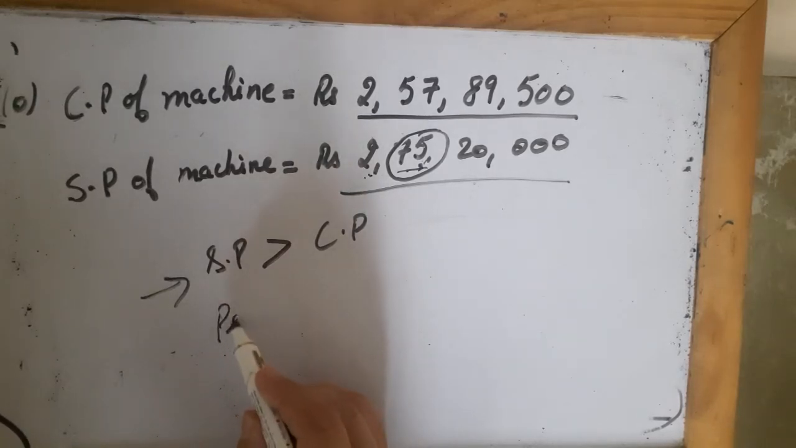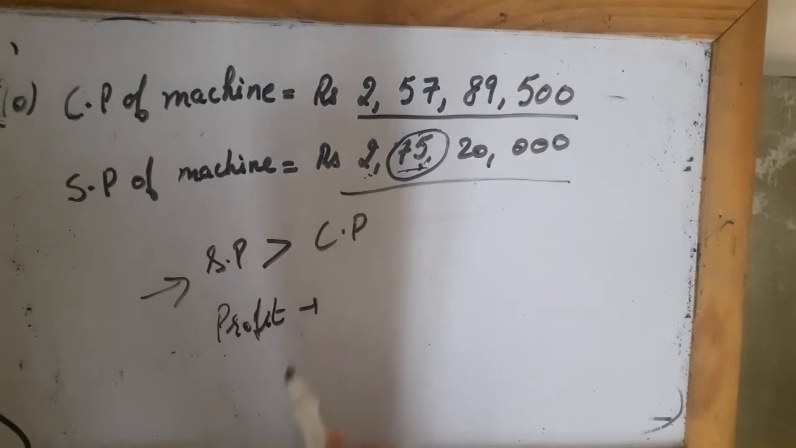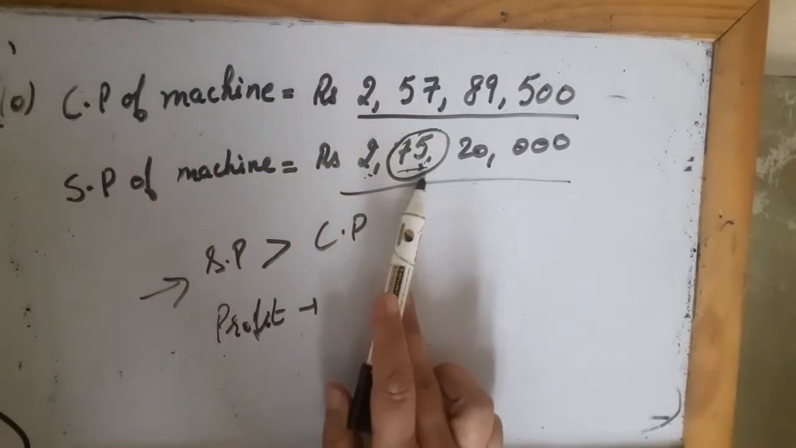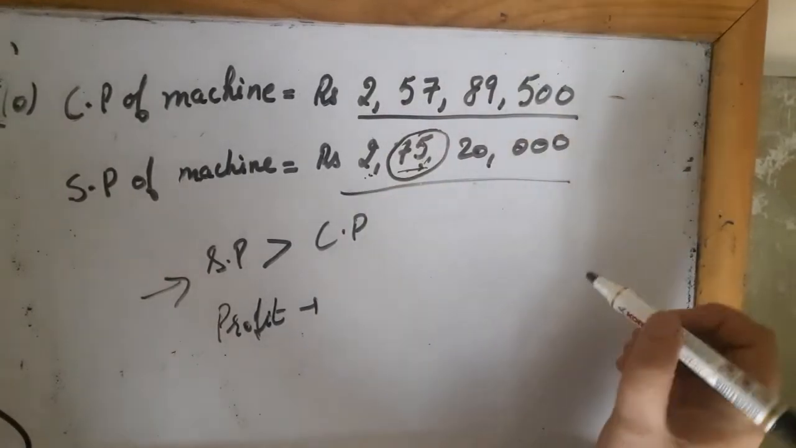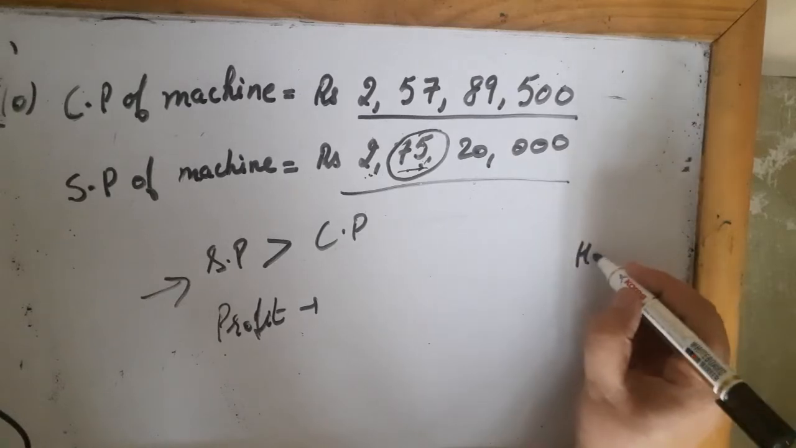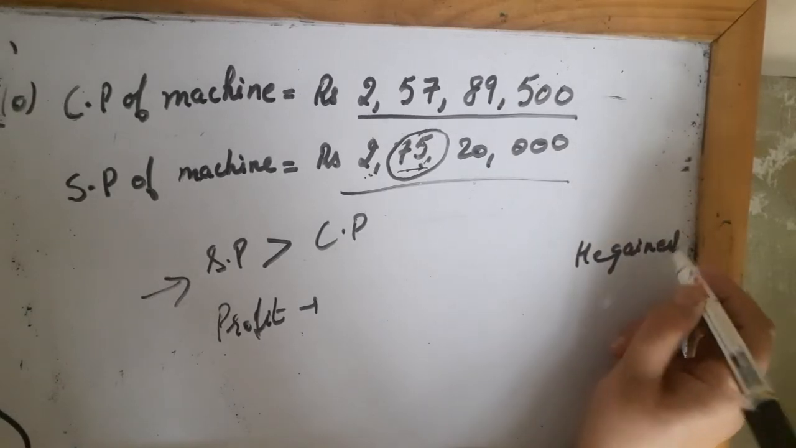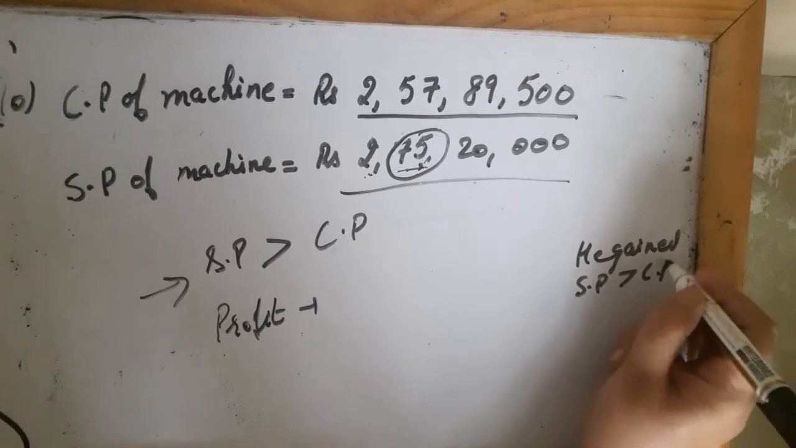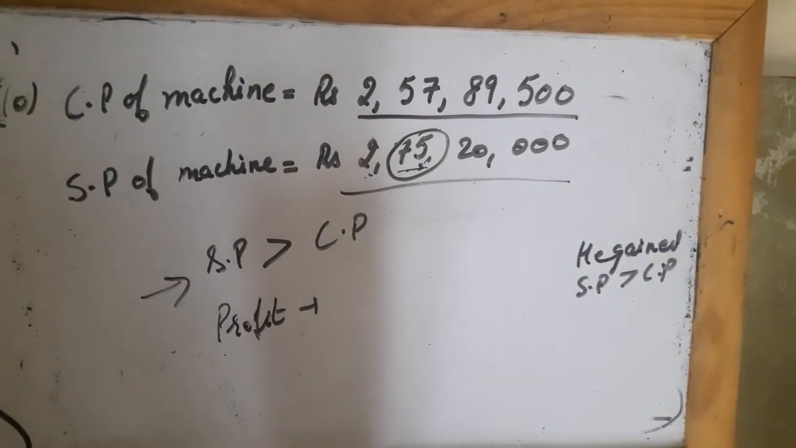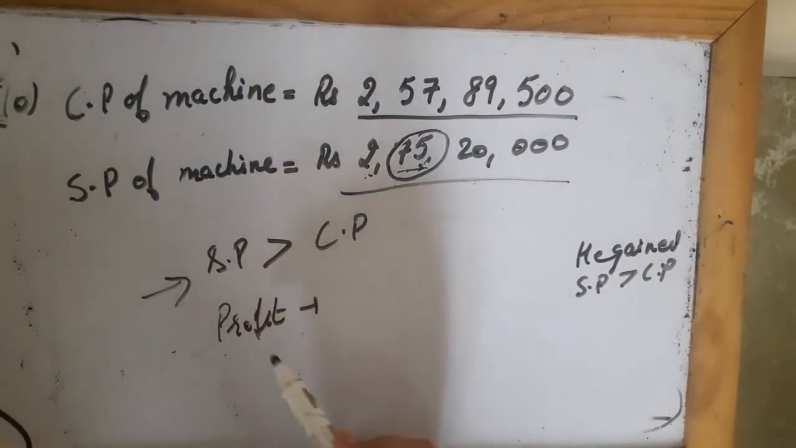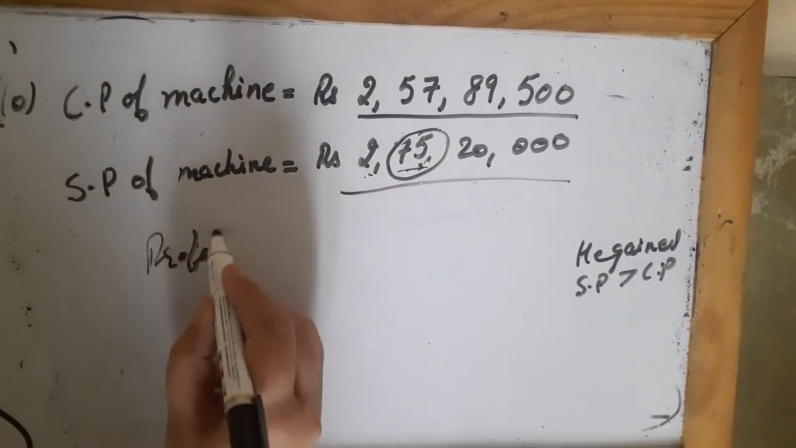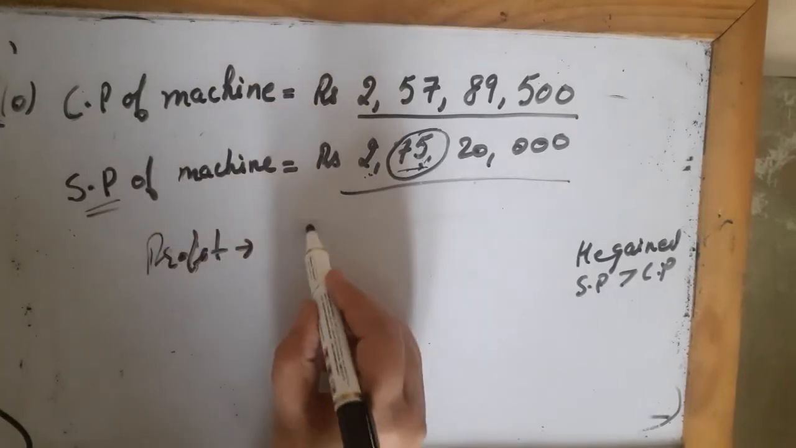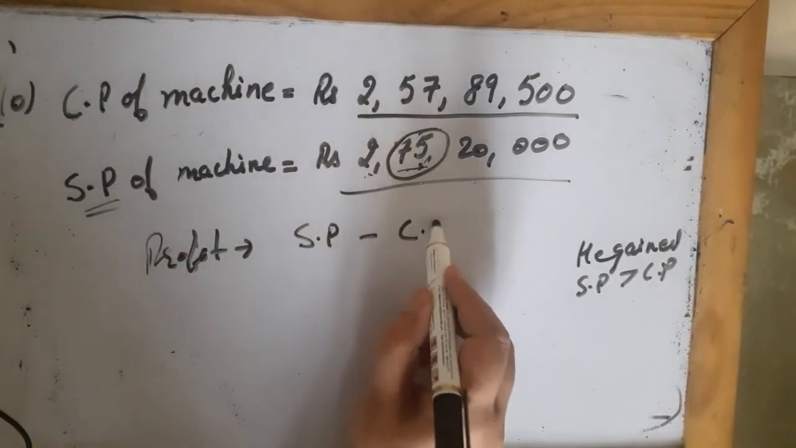We have profit. So when SP is bigger, he sold it for more, so it means he had a profit. So they are asking you, did he gain or lose? So he gained. Why? Because SP is greater than CP. And now they are asking you to find his profit or loss. So how much profit did he get? So how to find the profit? I gave you a formula: because SP is bigger, so SP minus CP.